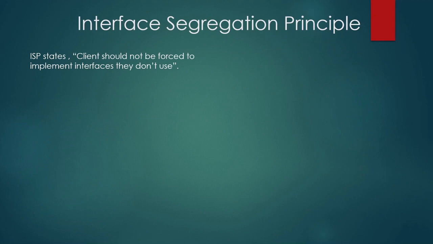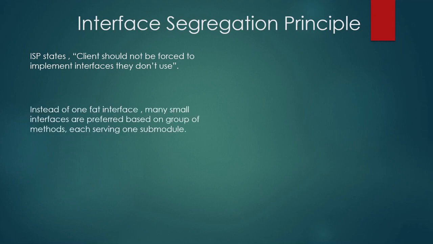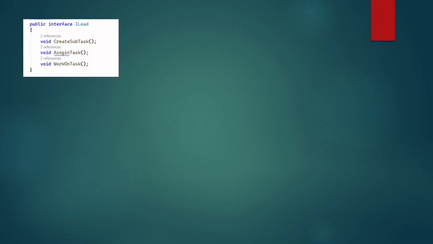What ISP states is that clients should not be forced to implement interfaces they don't use. What does that mean actually? Instead of one fat interface, many small interfaces are preferred, based on groups of methods, each serving one submodule. So instead of writing a very complex and very big fat interface, we should write small interfaces with specific functionalities. So let's see that in an example.